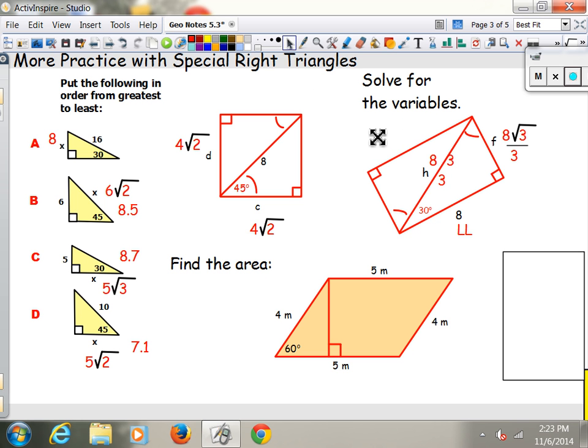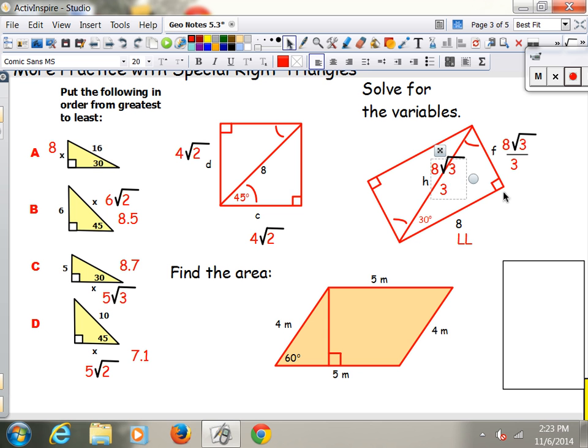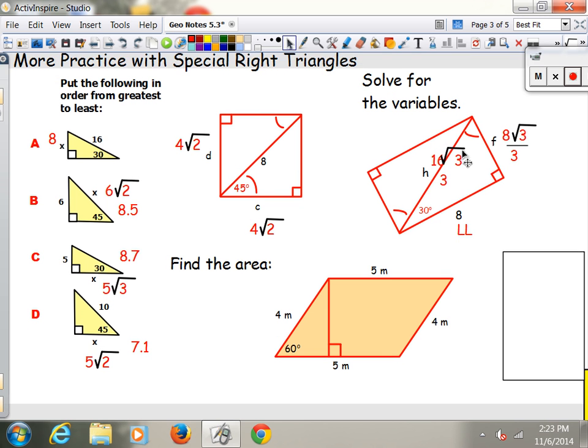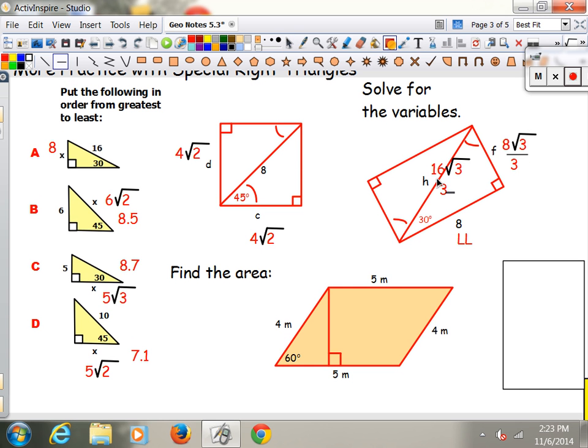That'd be like right down inside of here. So that would be the 8 radical 3 over 3, but it's not going to be 8 anymore, is it? Sorry. We multiplied it by 2 and we got 16. 16 radical 3 over 3, that would be our h. We just take this and double it. You double it, you get 16 radical 3 over 3.